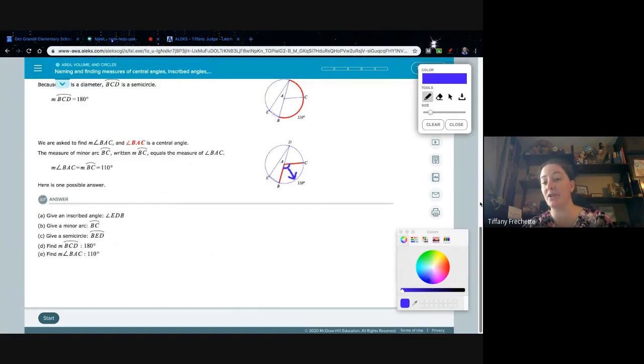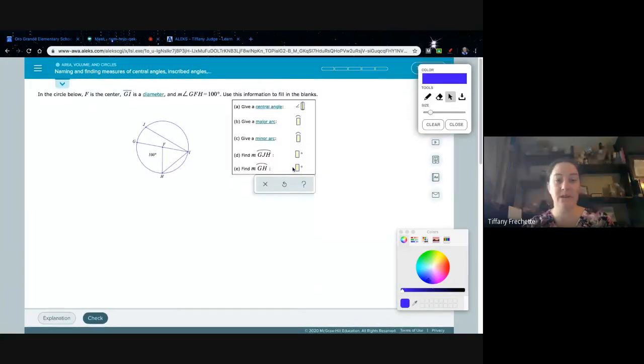Okay, so that was a whole lot of information, kind of a recap on a lot of things. So let's go ahead and start and start using some of this information. So we have F is the center below. I forgot to click the pen tool. So here's our center. I'm going to change my colors up here. GI is a diameter. So I'm going to mark this in red because this is our diameter.